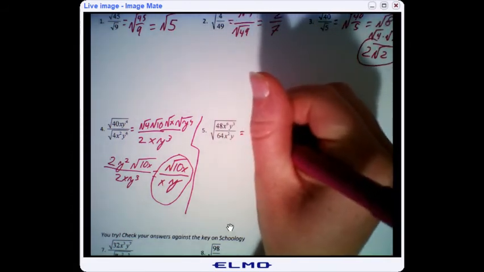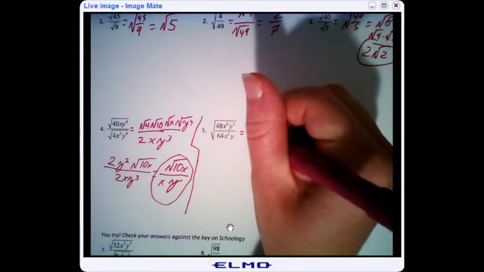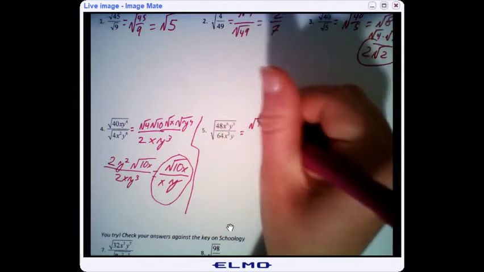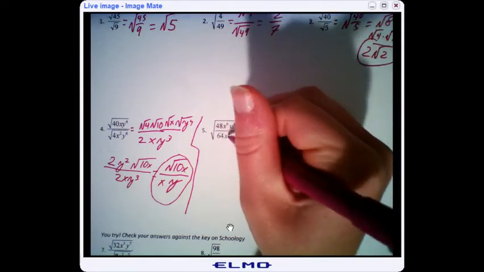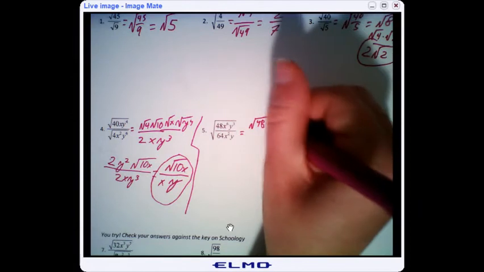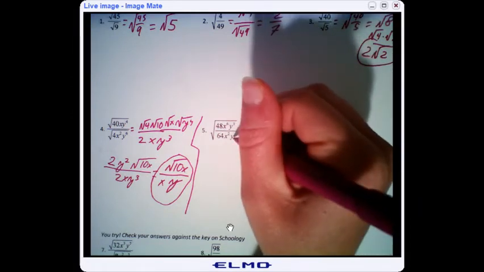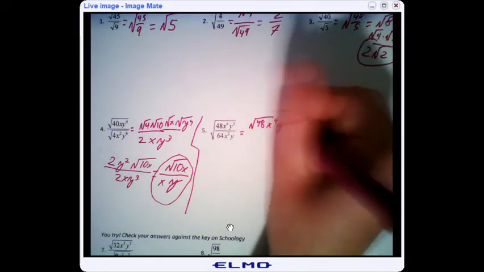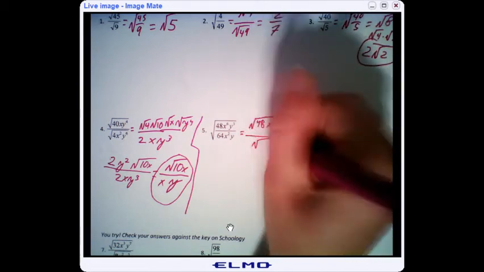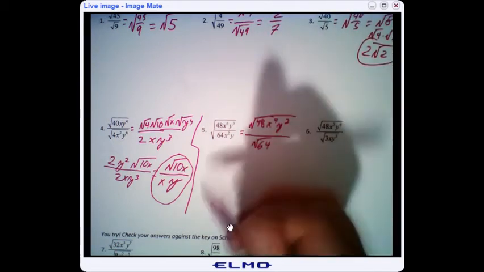So square root of 48. 6 minus 2 is 4. I have more x's up top, so that stays up top. 3 minus 1 is 2. There's more y's up top, so it goes up top. Over square root of 64. Square root of 64 is 8.